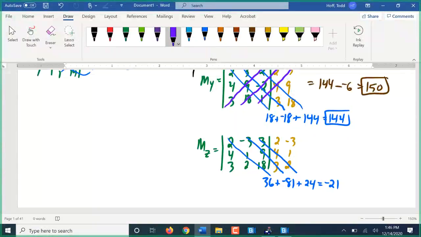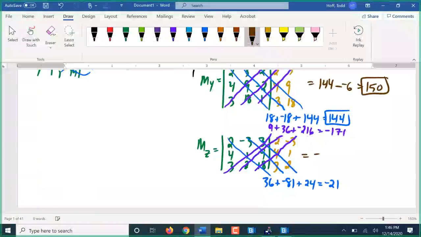Going up. 3 times 1 times 3 is 9, plus 2 times 9 times 2 is 36. 18 times 4 is 72, times a -3 is a -216. So -171. So we got a determinant of -21 minus -171, which is 150. So here the Z determinant is 150.